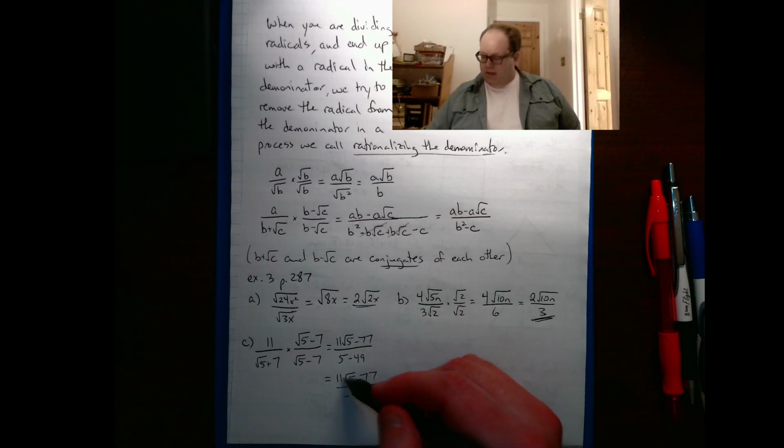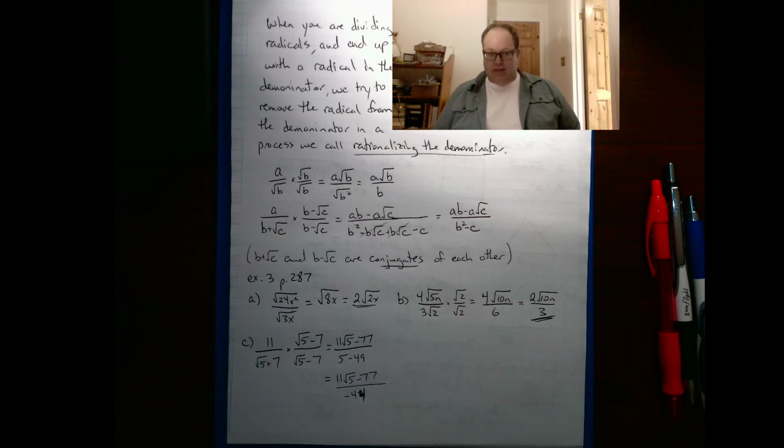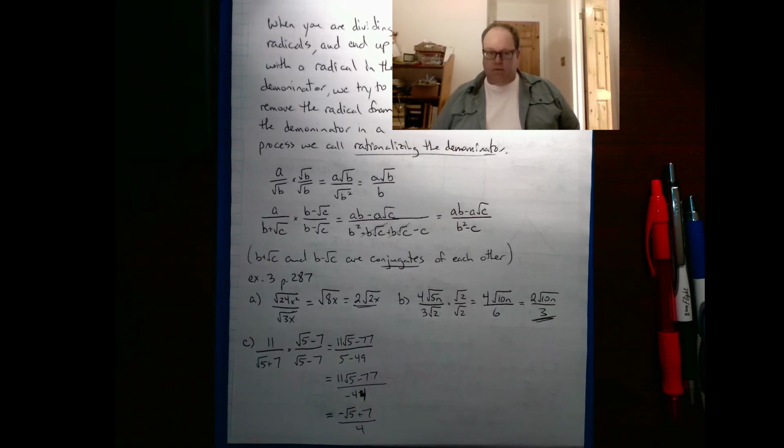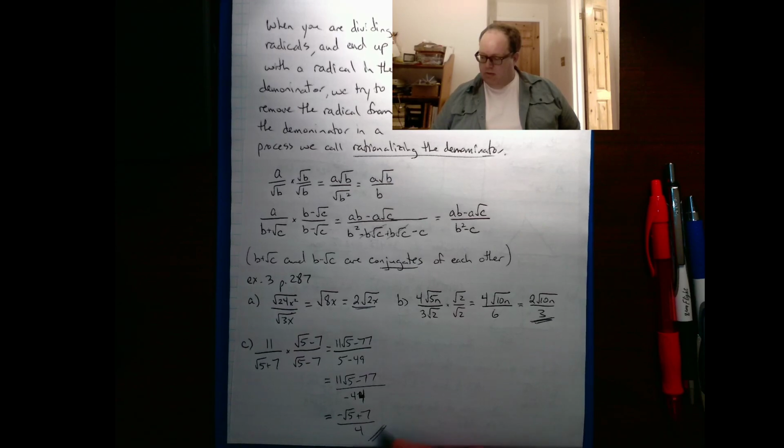You might notice that an 11 would divide out of all these things nicely. So if I divide by a negative 11, this would simplify to negative root 5 plus 7 over 4. And that's about as simple as I can make that.